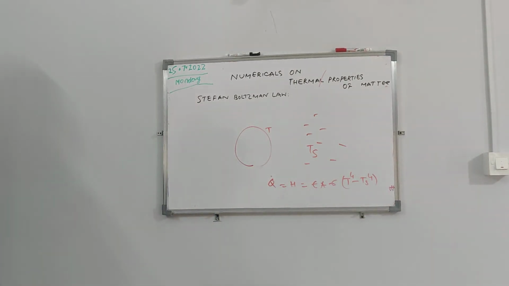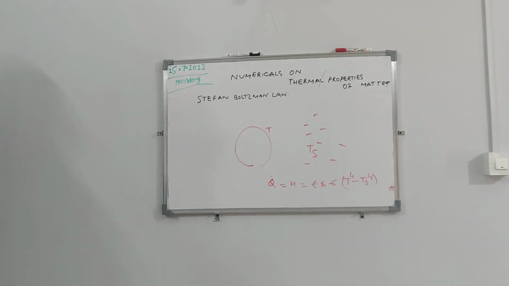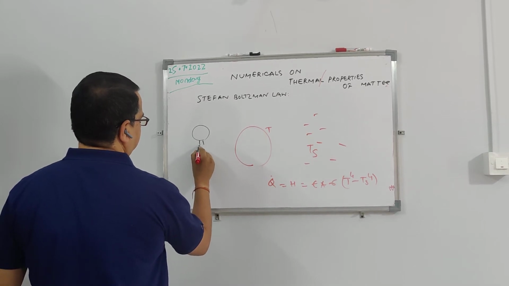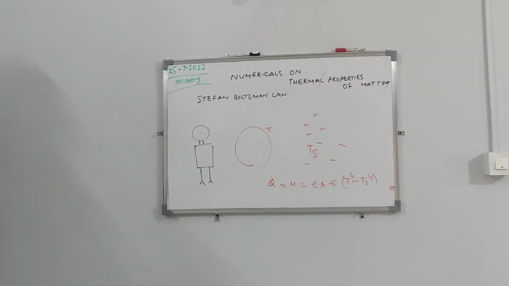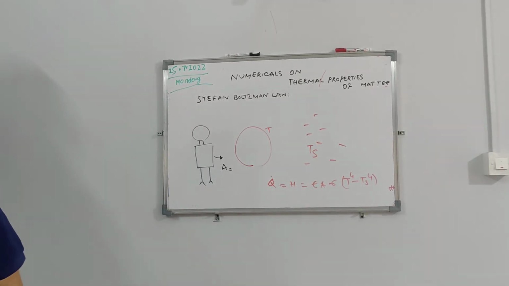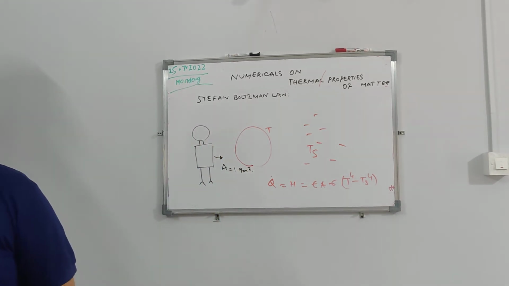So let us try to solve one real world example, like our human body. How much heat are we radiating? So for example, let us estimate the heat radiated by our body. Let us say I have this human, and the area of the body is 1.9 meters square.